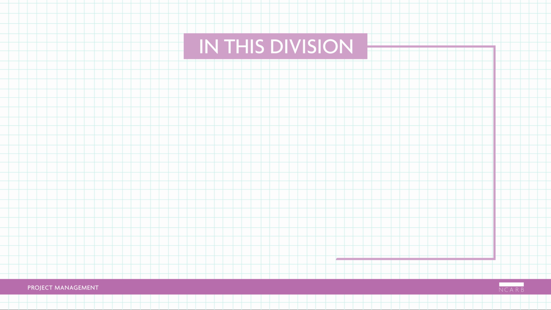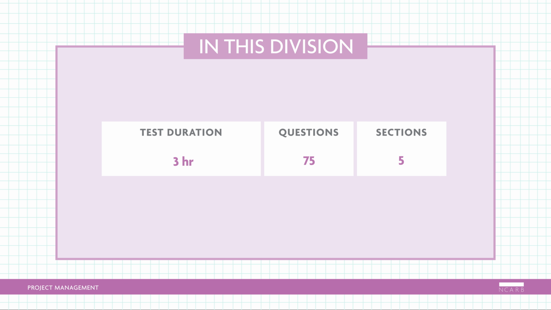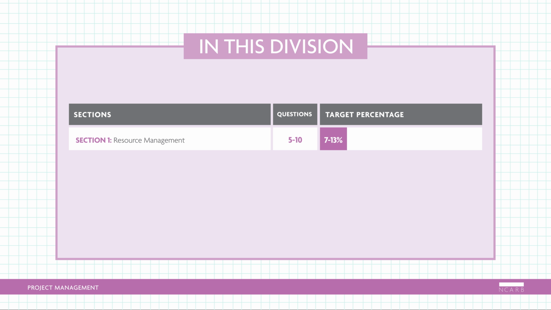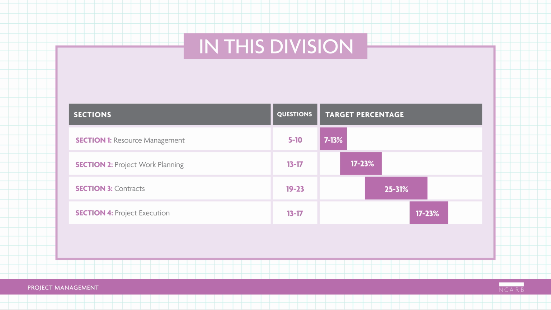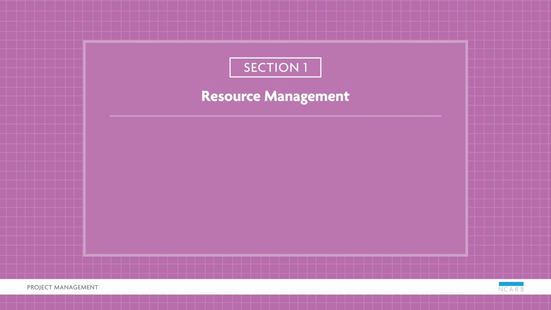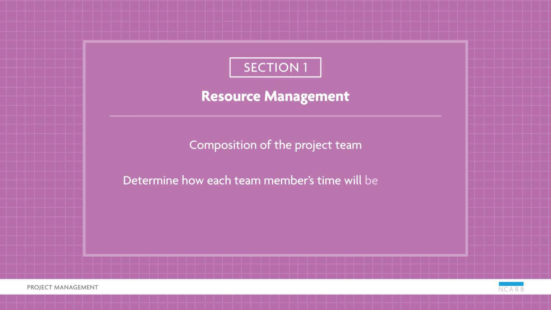You'll have 3 hours to answer 75 questions in this division, which includes sections on resource management, project work planning, contracts, project execution, project quality control. In resource management, you will need to determine the composition of the project team and how each team member's time will be managed and allocated in order to execute the project. Let's look at a sample question.